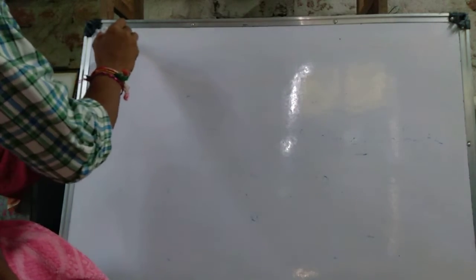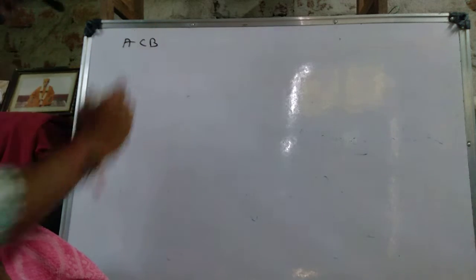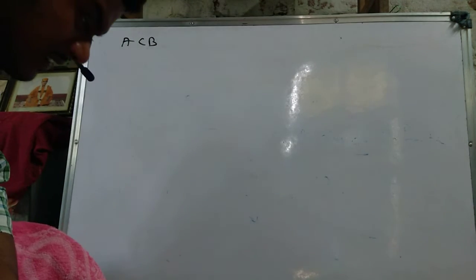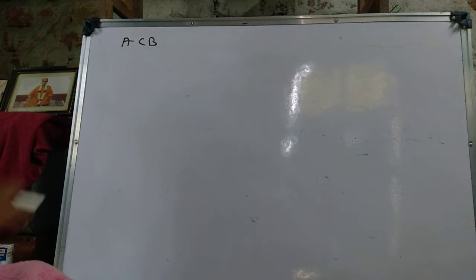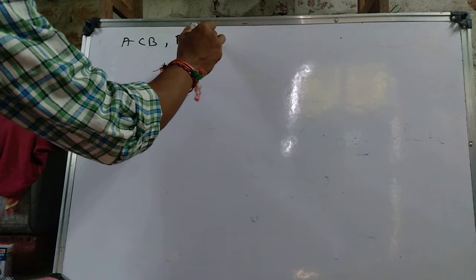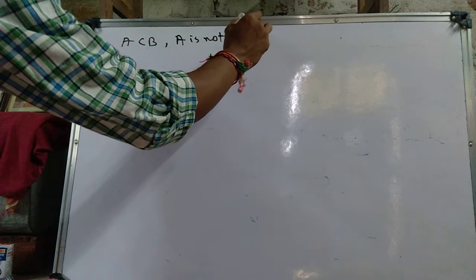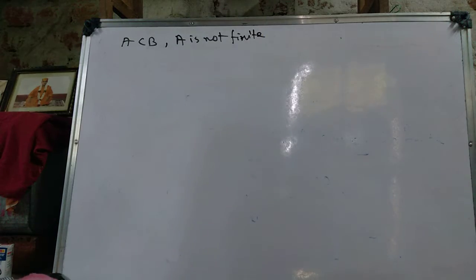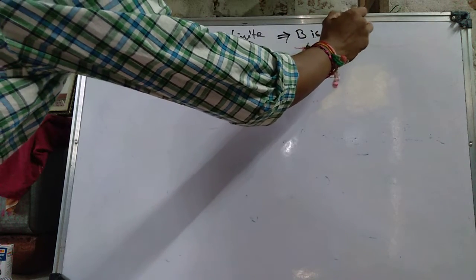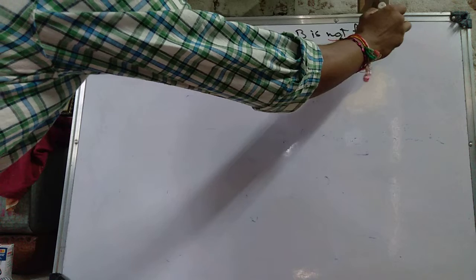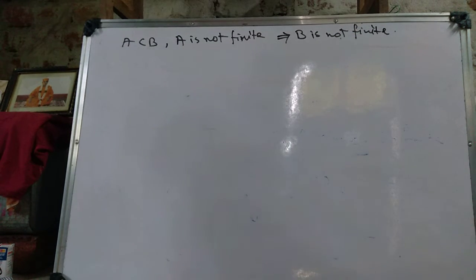This problem says that A is a subset of B and A is not finite. This one is given. Okay, we have to show that B is not finite. How do we show this one?